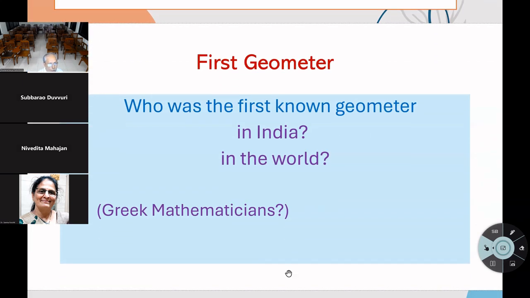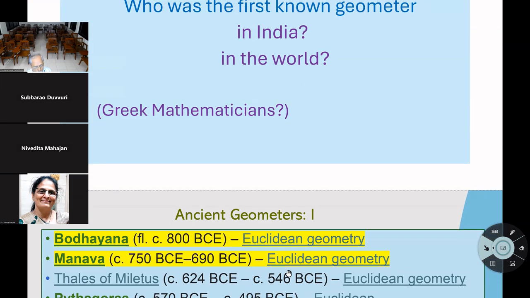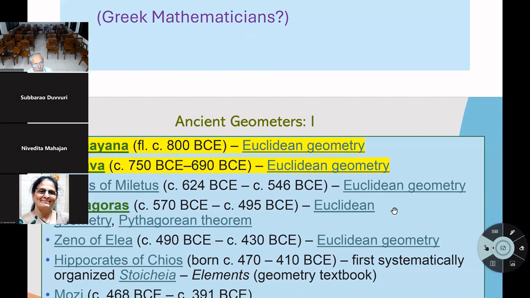Now the question is, who is the first known geometer in the world, in India and in the world? So Greek mathematicians are known for geometry. So each one of the Greek mathematicians is a first known geometer. So can you think of who can be the first known geometer in India and in the world? And the answer is actually the mathematician about whom we are discussing today.